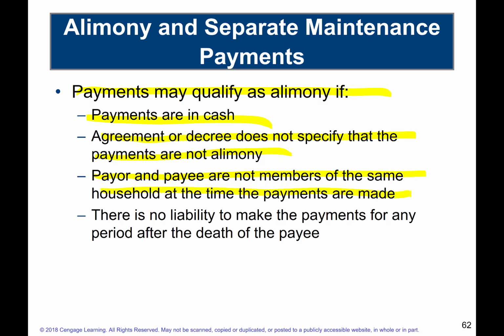Okay, we're not going to work that. Oh yeah, we're divorced, but we live in the same house still. Now I get to take deductions for the alimony and stuff. They're not going to allow that. And there is no liability to make the payments for any period after the death of the payee.